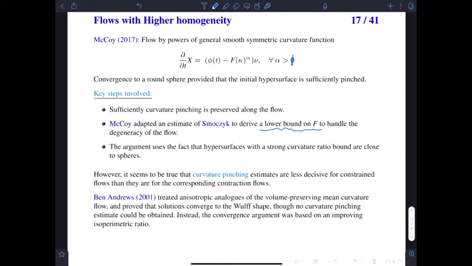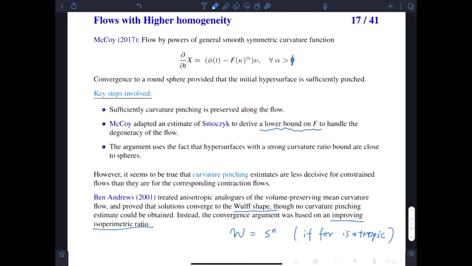For example, Ben Andrews in 2001 studied the anisotropic volume preserving mean curvature flow, and proved that convex solutions converge to the Wulff shape. And no curvature pinching estimate can be obtained. Instead, the convergence argument was based on the improving of the isoperimetric ratio. Here, the Wulff shape is just the unit sphere for the isotropic case.